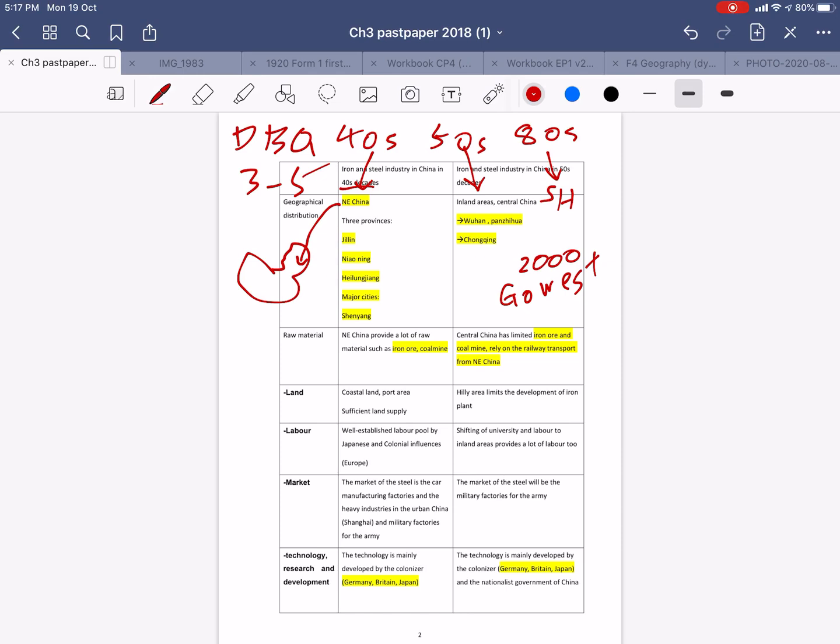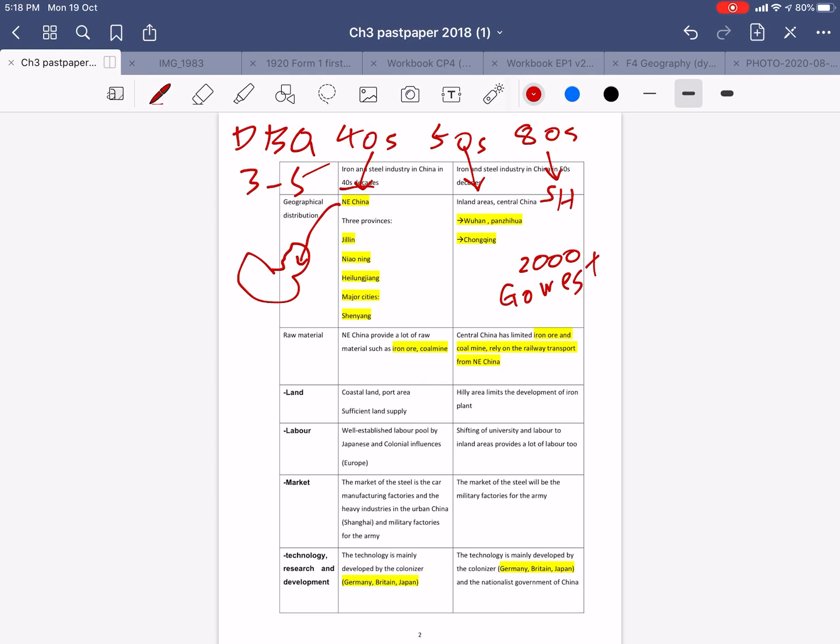location of the iron and steel plant. You can see from the 1940s, it is mostly in the northeast part of China, which is like the head of China, and includes Jilin, Liaoning, Heilongjiang provinces, and also the city of Shenyang. Okay, and there are different factors that are going to affect the location of iron and steel plants.